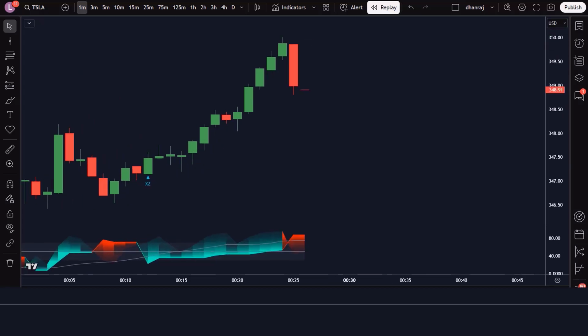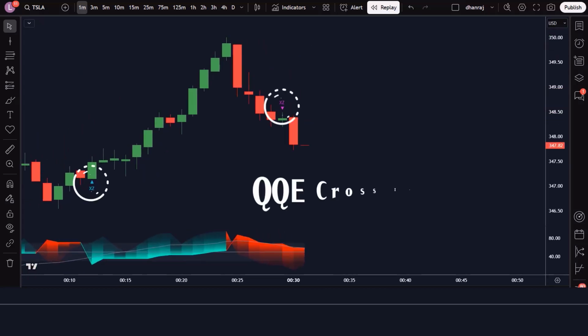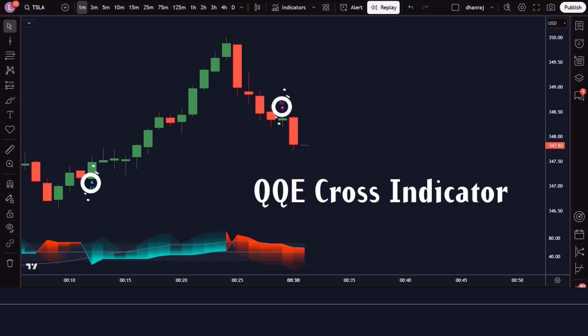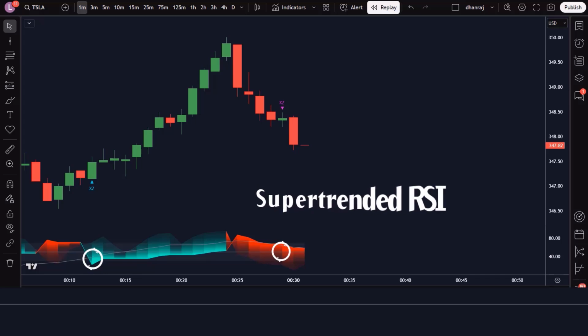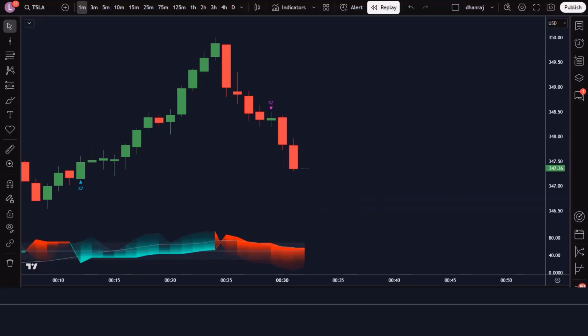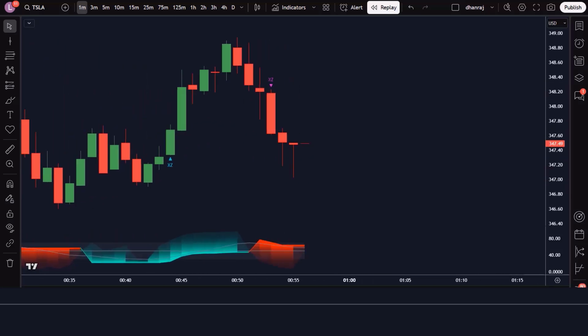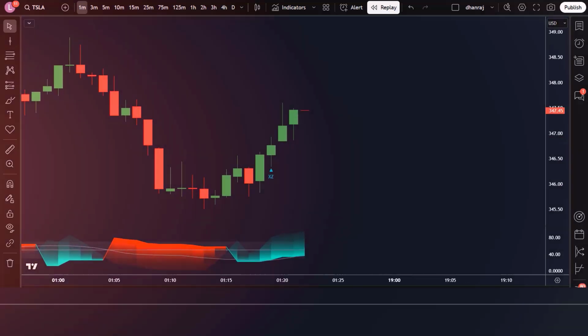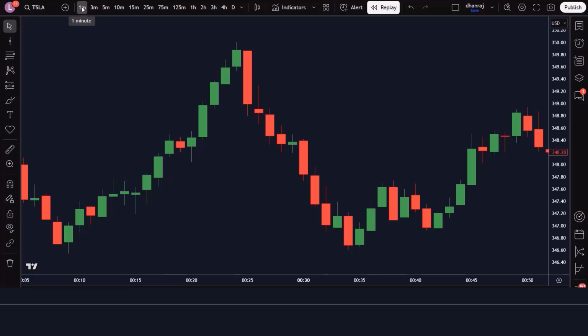First of all, let us know about trading tools. The buy and sell arrow indicator we see in the chart is called the QQE cross indicator. The green and red bar indicator we see in the chart is called the super trended RSI indicator. Now we tell you how we want to trade. Let's start the video. We open the Tesla 1-minute chart. This strategy works well on the 1-minute time frame, as this strategy is unique as no one has ever told you about it before. Let us understand the trading setup.